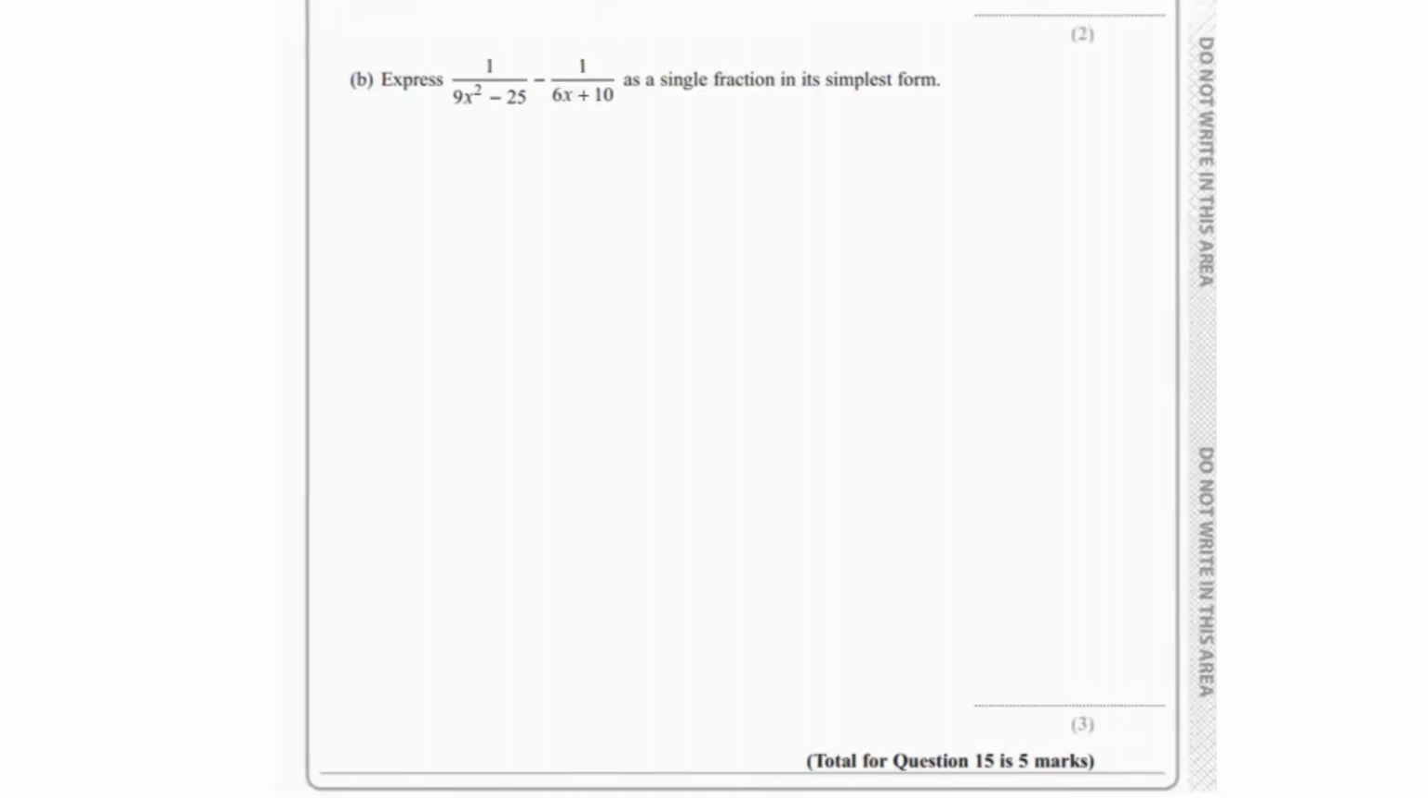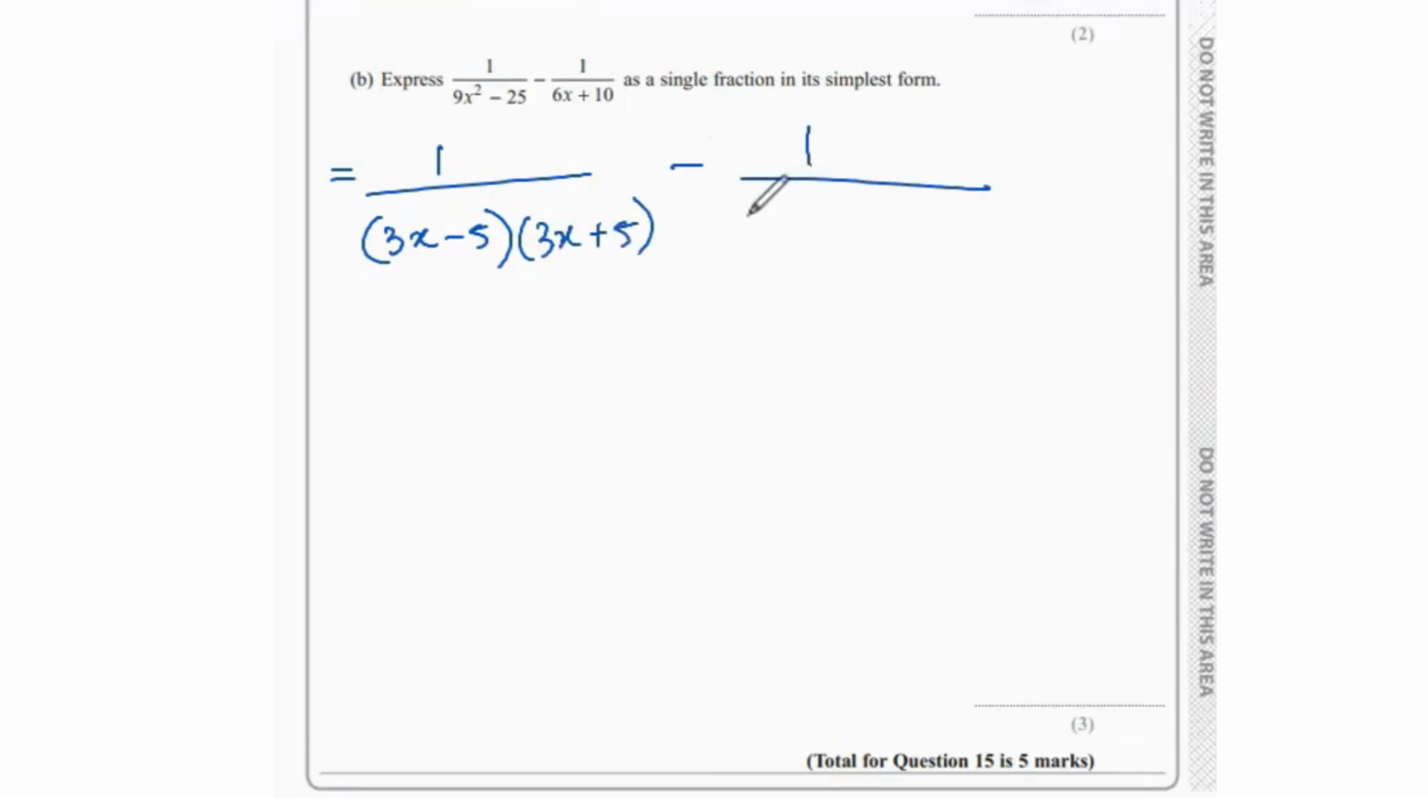Then just express 1 over (9x squared minus 25) minus 1 over (6x plus 10) as a single fraction in simplest form. So to solve this, let's factorize the denominators first. So 9x squared minus 25 is difference of perfect squares, which can be rewritten as (3x minus 5) times (3x plus 5). And over here for 6x plus 10, we can take 2 common. So 3x plus 5 comes in the bracket.